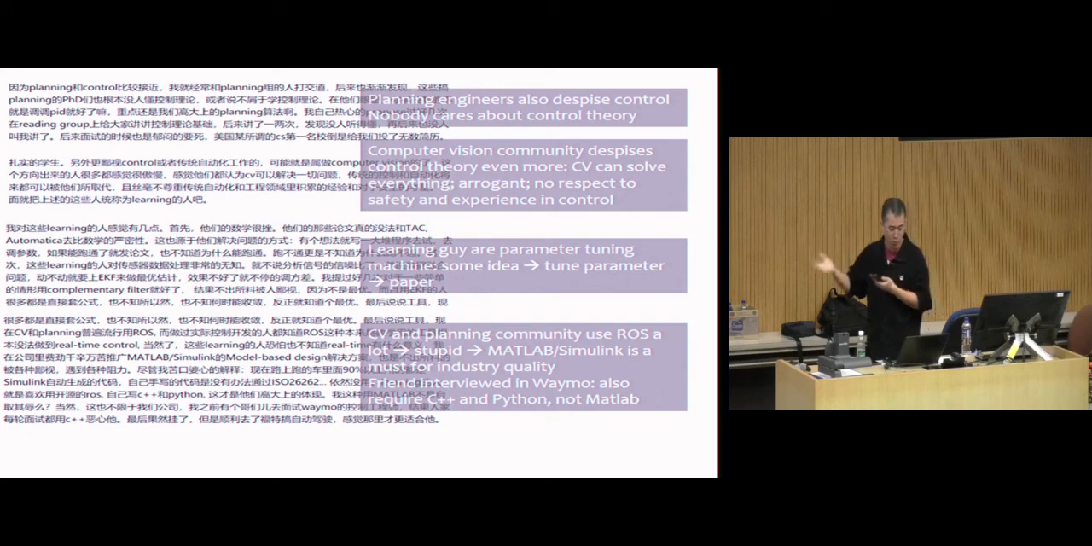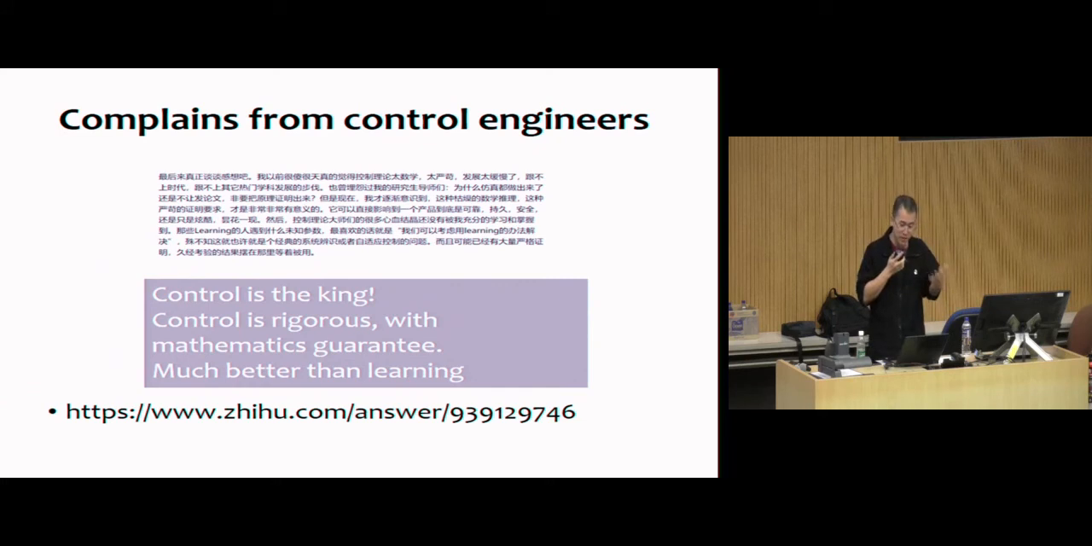And also he complained that the robotics community, the CV and the planning community, they use ROS. So this is not good, because if you want to move into industry, you need to use the C++ code, which is generated automatically by MATLAB or Simulink. So you have some guarantee in industry. And he also complained that a friend of his interviewed at Waymo, and they also required skills in C++ and Python, not MATLAB. His conclusion is that control is king, because in control you have the mathematical guarantee, and it is also much better than learning. So these are some comments I collected from Zhihu.